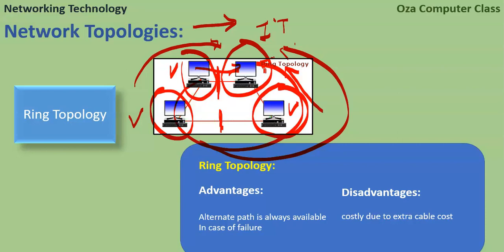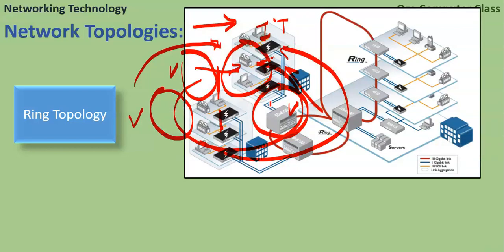But it is costly, because extra cable will be required to cover the space and distance. So it is mainly suggested for large networks. For smaller networks, they are not useful, and in fact sometimes not required. But yes, if required, you can always do this, and you have an alternate path available for sending the data, right? This is how a ring is formed.